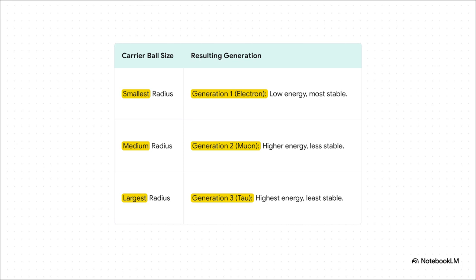So here's how it all connects. According to this theory, the smallest carrier ball you can make, the one that needs the least energy, is also the most stable. And that gives you generation 1, the electron. Now, if you pump in more energy, you can make a medium-sized ball. It's less stable, and presto, you've got generation 2, the muon. And if you pump in the most energy, you get the largest possible ball. It's super unstable, and that's generation 3, the tau. Suddenly, it's not about 3 random copies anymore. It's about 3 different, distinct sizes of the same underlying structure. It all clicks into place.